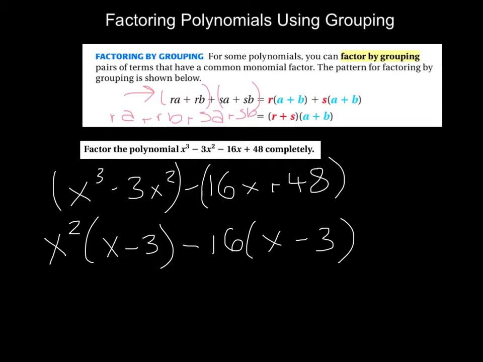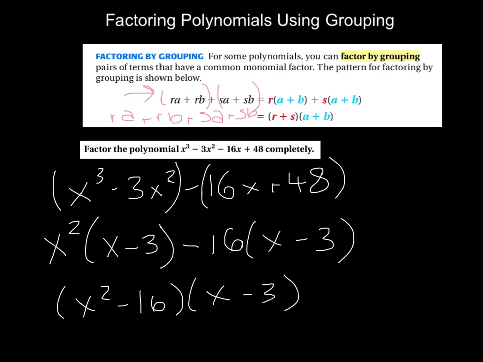Negative 16 times x gives us negative 16x. Negative 16 times negative 3 gives us the positive 48. Now, if we take a look at what we just did, we have x minus 3 and x minus 3. So we have the same binomial and two different things in front of that binomial. We have an x squared in front of this one and a negative 16 in front of the second one. So we can group the x squared with the negative 16 inside one set of parentheses to get x squared minus 16 times x minus 3.